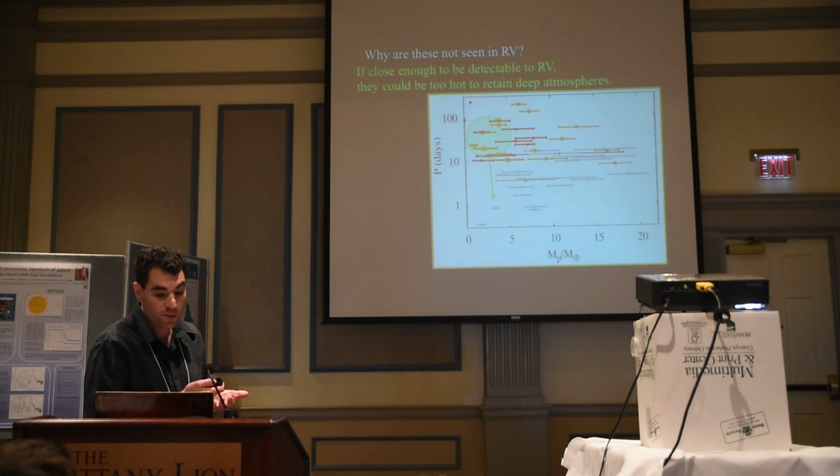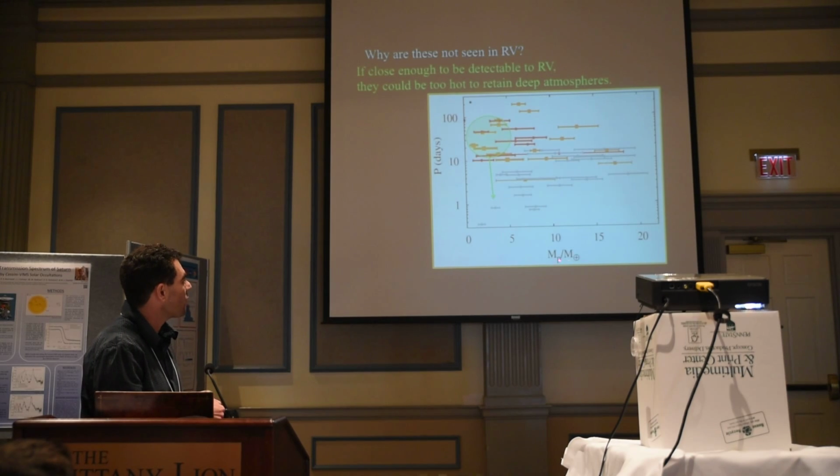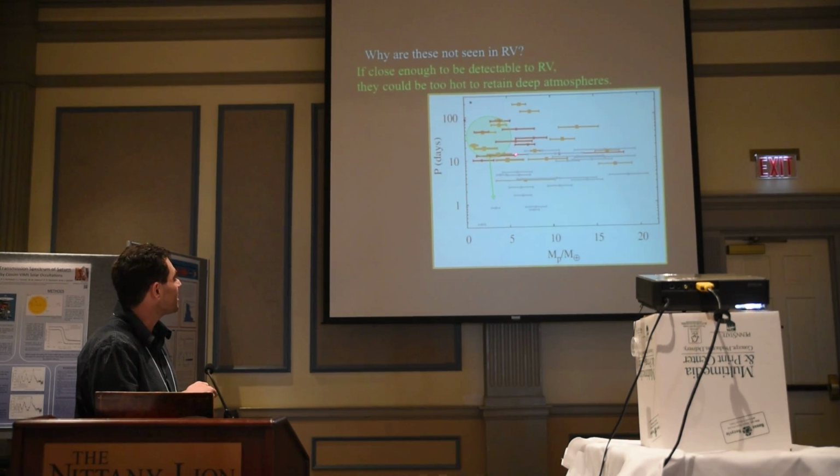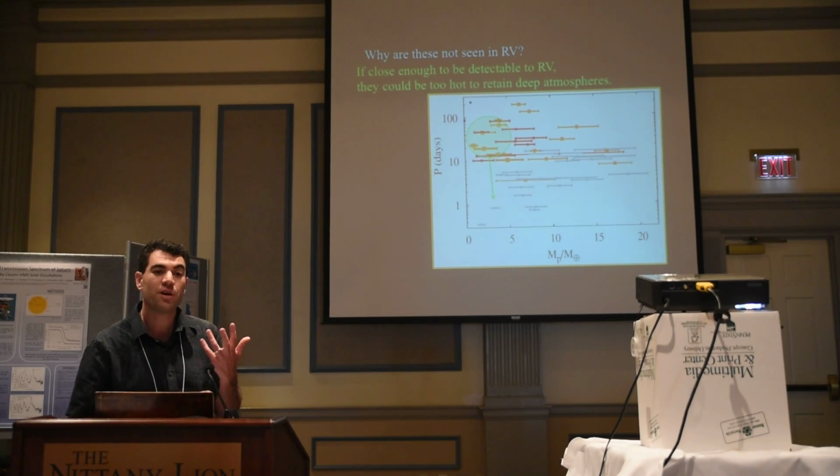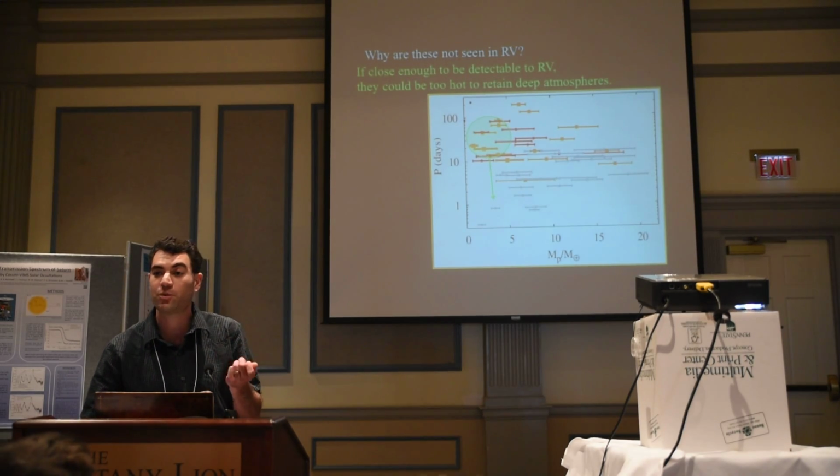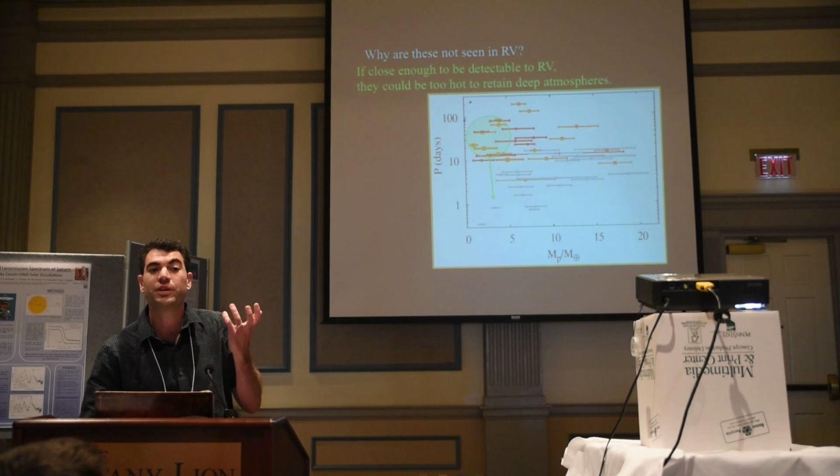And so you might ask why. Well, this is showing planetary mass and orbital period. These ones are all up here. If you wanted to detect a 6 Earth mass planet with RV, it would have to be orbiting in 2 or 3 days or less.